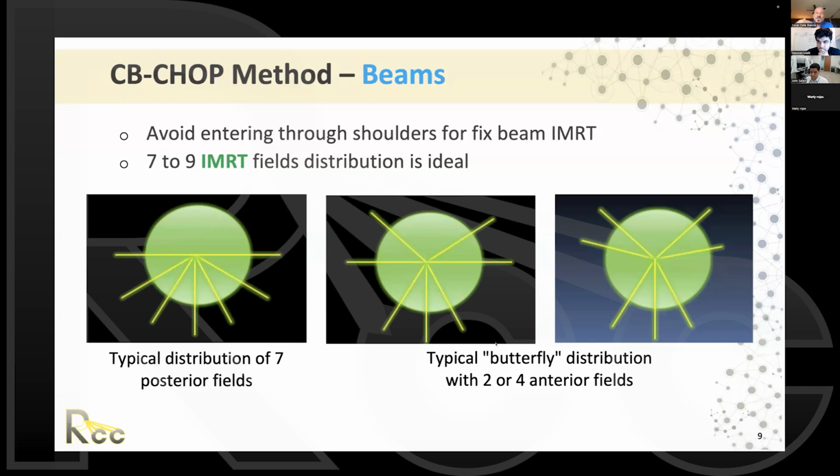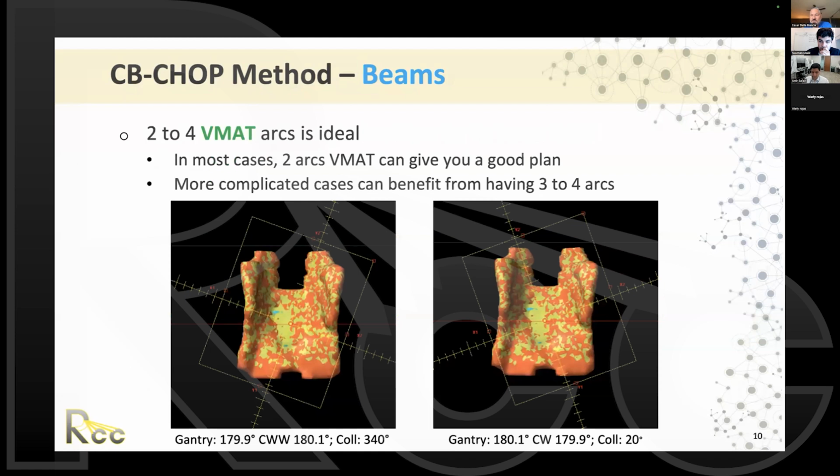So as a physician, when you're reviewing the plan, you want to make sure the beam arrangement makes sense and follows the standards we have, more or less. Maybe there is a little variation, but it is very important to avoid the shoulders. That is if we talk about IMRT. If we talk about VMAT, which is being used much more commonly these days, 2 to 4 arcs is ideal.